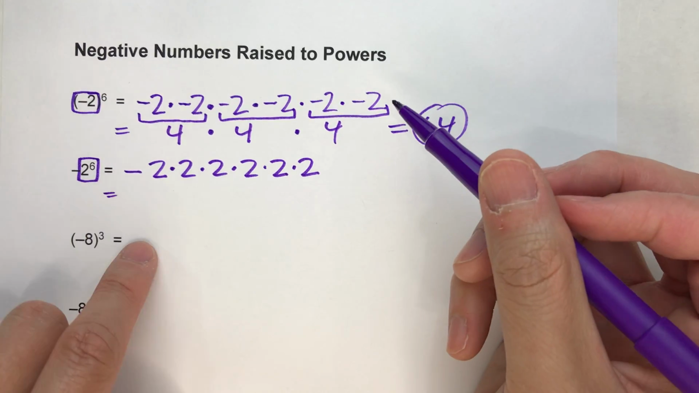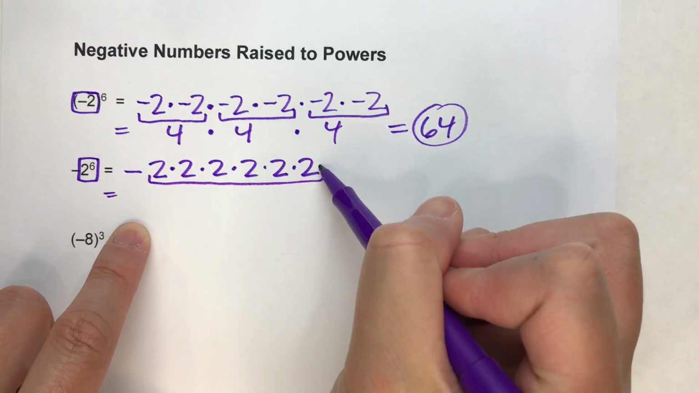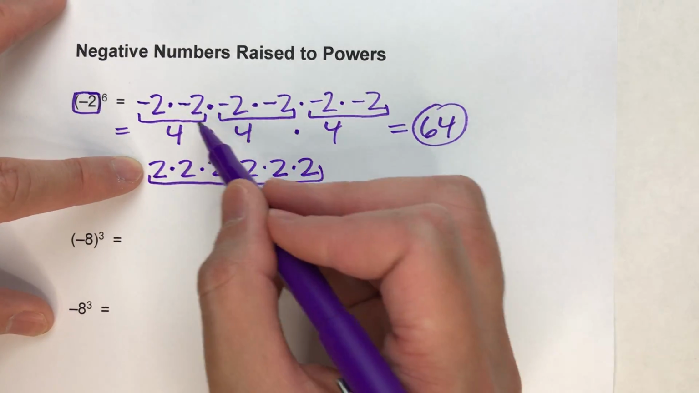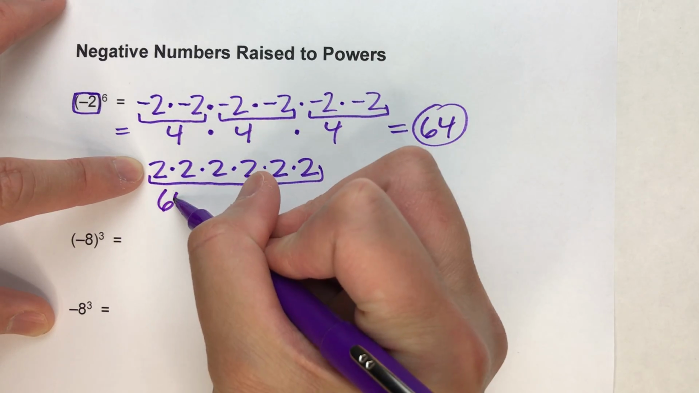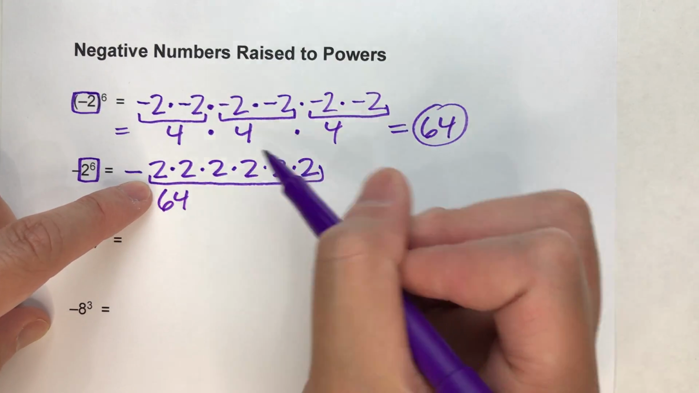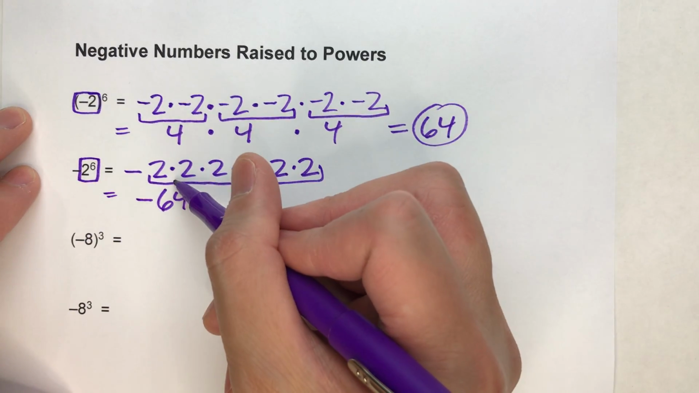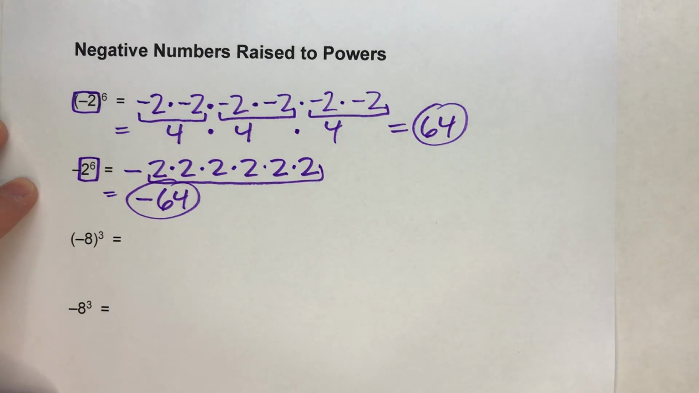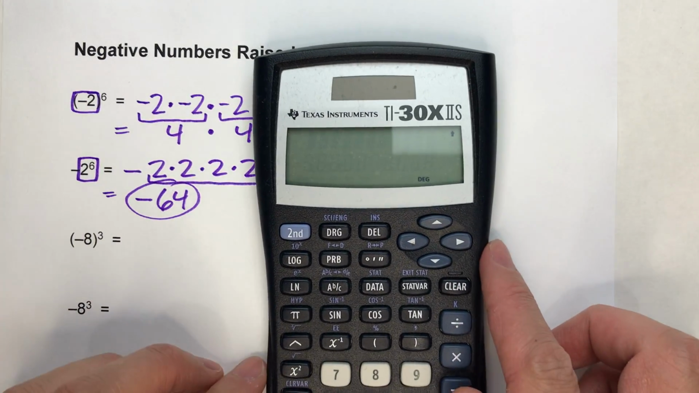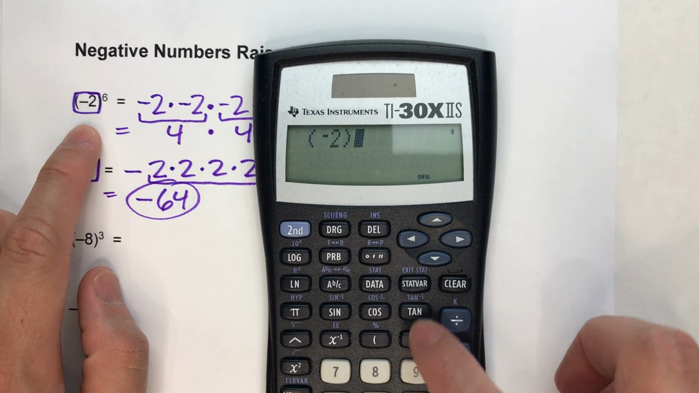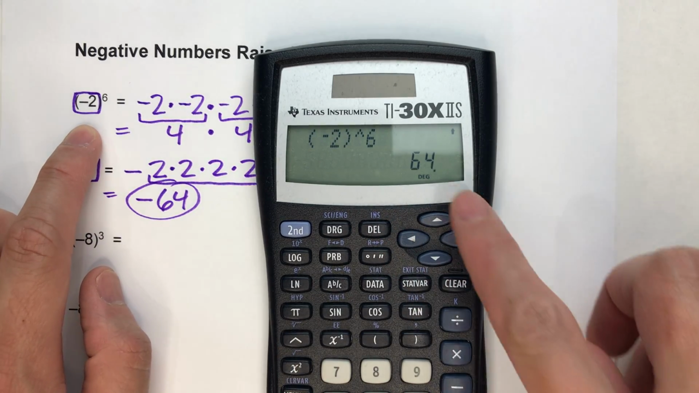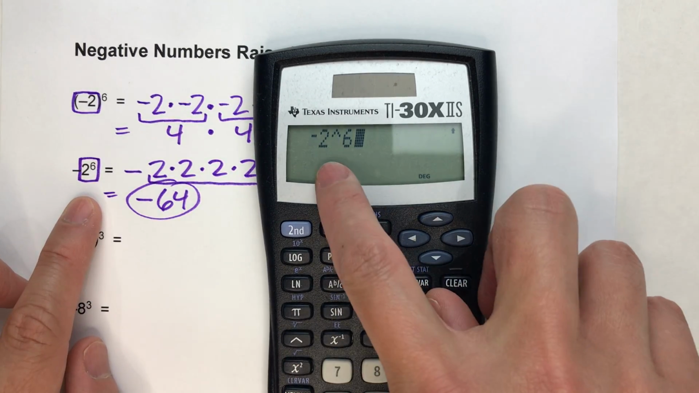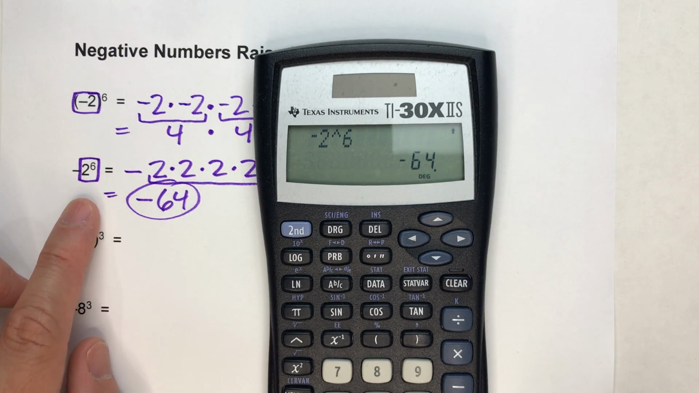So when I multiply this out, I've got to do this first. 2 times 2 times 2 times 2 times 2 times 2, which we already know. We just got through doing it. That equals 64. But after we multiply all that out, then we just stick the negative sign in front of it. The answer to this is actually negative 64. All right? And if you're not sure or you don't believe me, we can check it on the calculator here. Negative 2 in parentheses raised to the 6th power, positive 64. Negative 2 raised to the 6th power without parentheses, negative 64.